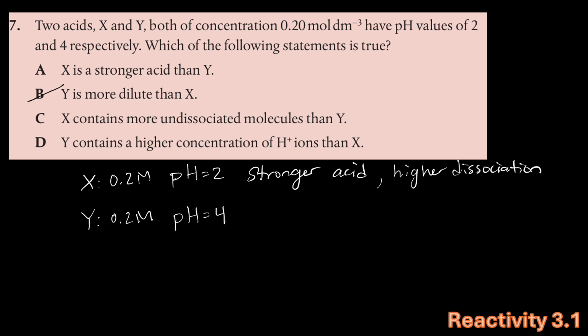So it says X contains more undissociated molecules than Y. That is a false statement. It would actually be the other way around. The true statement would be Y contains more undissociated molecules than X.